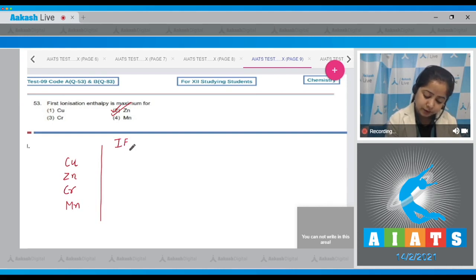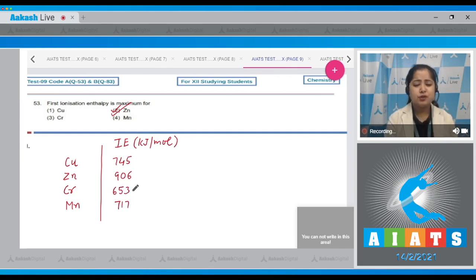Ionization enthalpy. And the data I'm giving is in kilojoules per mole. So for copper, this is 745. For zinc, this is 906. For Mn, this is 717. And for chromium, this is 653. So it is very clear that zinc has the highest ionization enthalpy. That means the correct answer is option number 2.